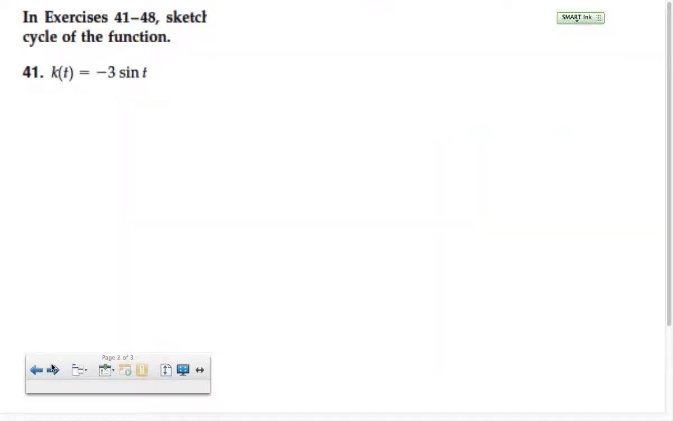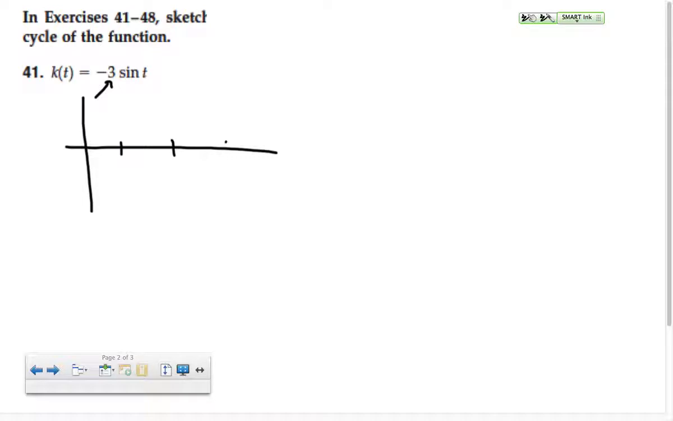This one gives me an equation that wants me to sketch it. All right, so this, I should have probably drawn a better graph here. So I'm just going to say, okay, first of all, we know it's a sine function. The only thing that's different on this is this is a -3. This is a fairly easy function to sketch.